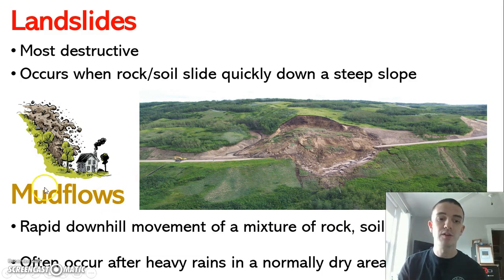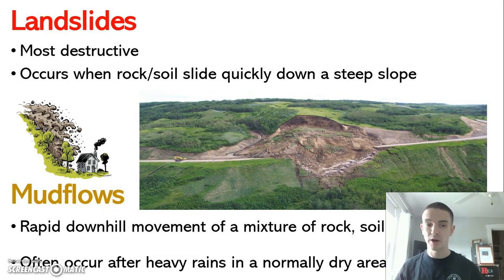All right, and then you have your mud flows. So mud flows are a rapid downhill movement of a mixture of rock, soil, and water. And mud flows normally occur in areas that are normally dry, but then they have heavy rains, very sporadic. So it's like areas in the desert. In the desert, there's not a lot of days throughout the year where you're going to get a lot of rainfall. So it really makes the soil and the rock underneath those areas very, very dry.